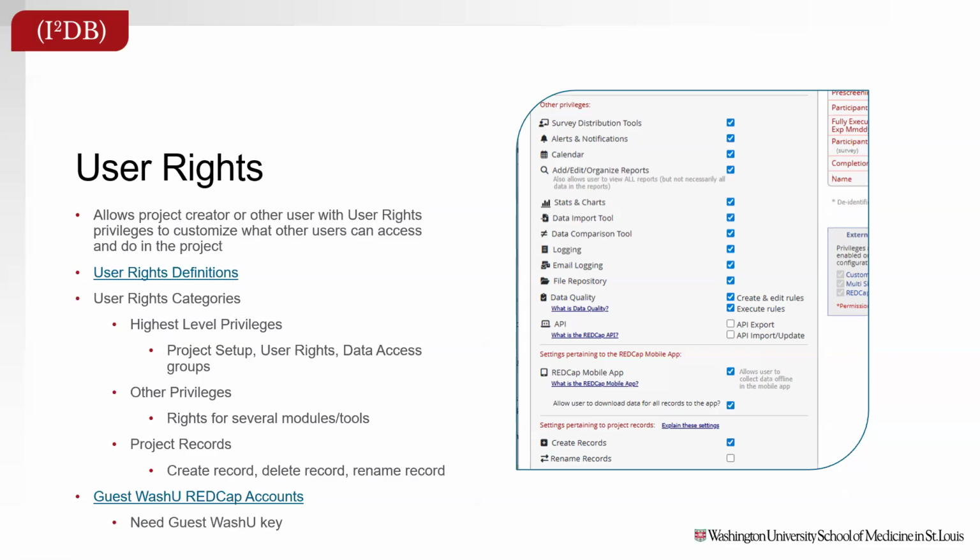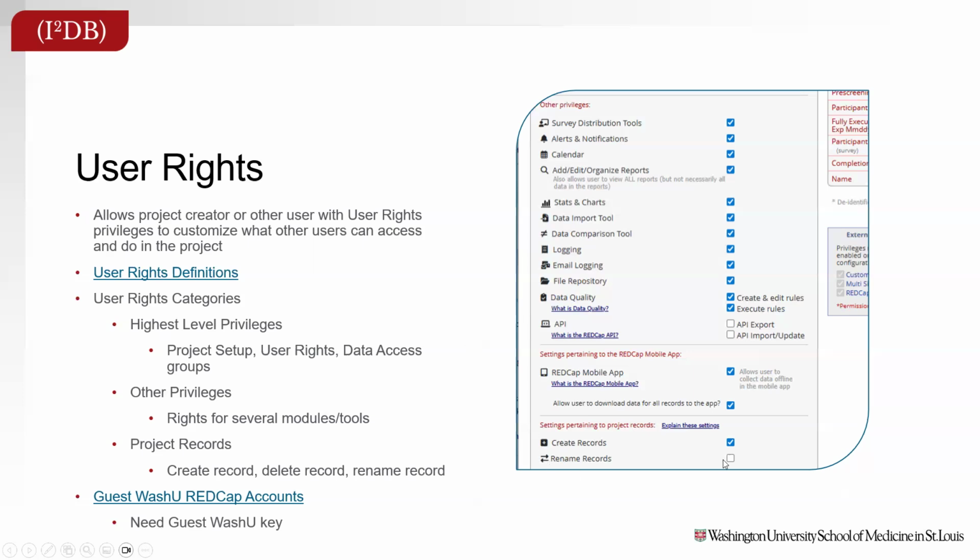Some categories of user rights, something you don't see in this picture, are the highest level privileges. These are project setup, user rights, and data access groups. Project setup allows you to make actual changes to the project, like add a new field, delete a field, add a new instrument, things like that. User rights allows you to add people to the projects, and then data access groups, we'll go over those more in a few slides. There's a list of other privileges, which, as you see, is just kind of a mix of various modules and tools available in REDCap. So you'll determine when adding someone what they need there.